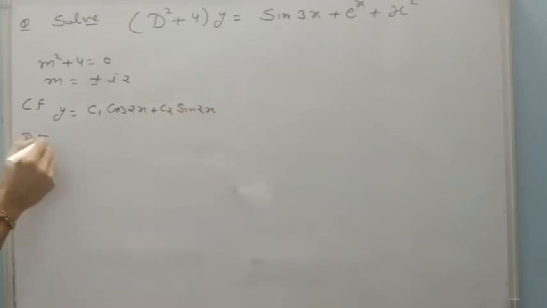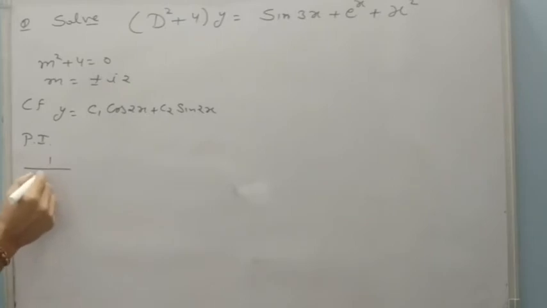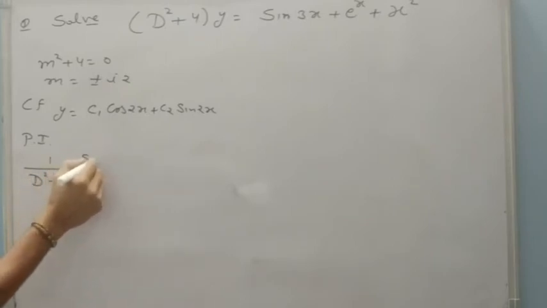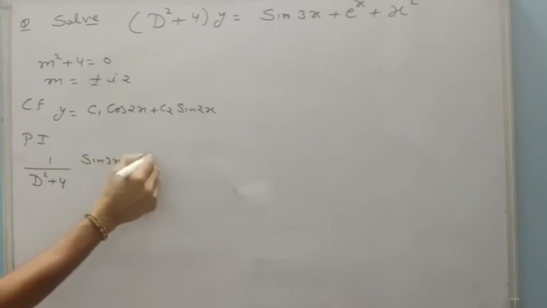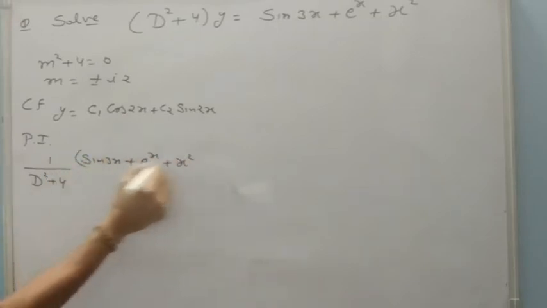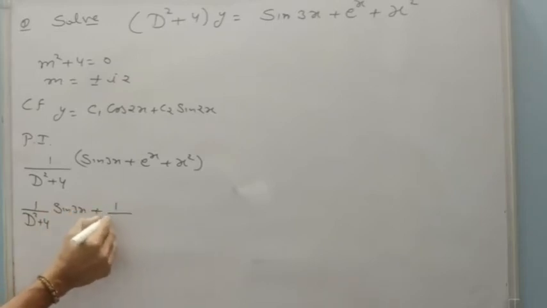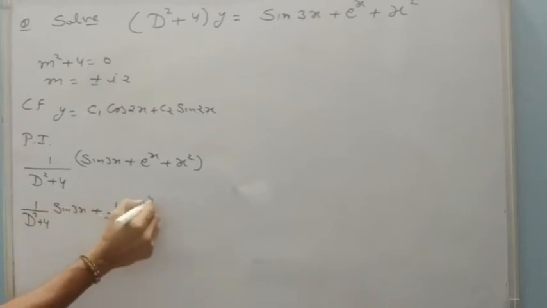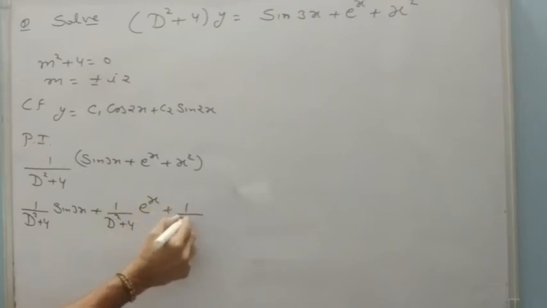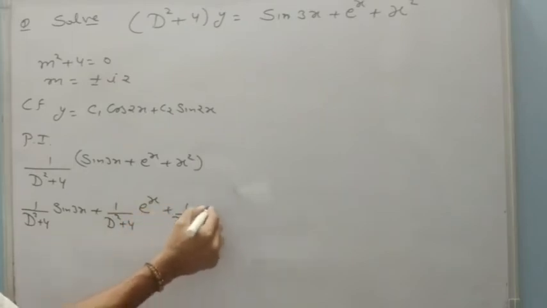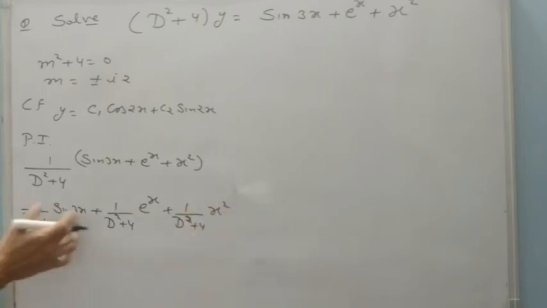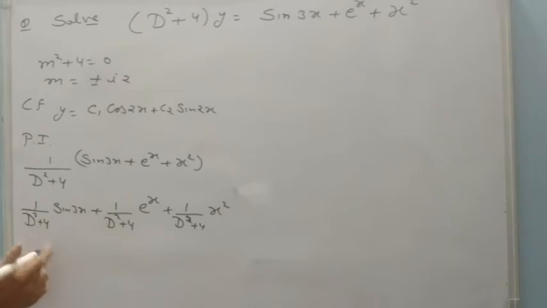Now for the PI, it will be 1 upon (D square plus 4) of sin 3x plus e to the power x plus x square. Or it will be 1 upon (D square plus 4) sin 3x plus 1 upon (D square plus 4) e to the power x plus 1 upon (D square plus 4) x square. For this one, I have taken a as 3. It will become 1 upon (minus 3 square plus 4) sin 3x.